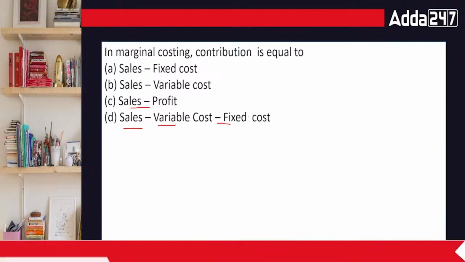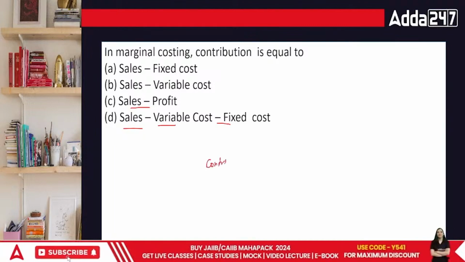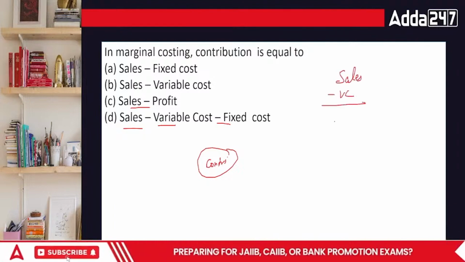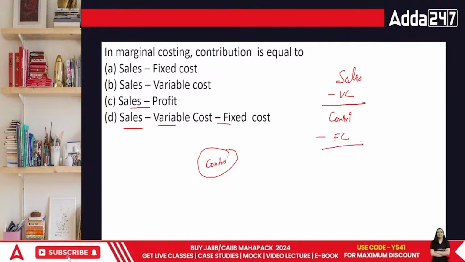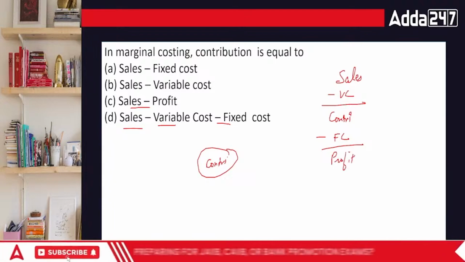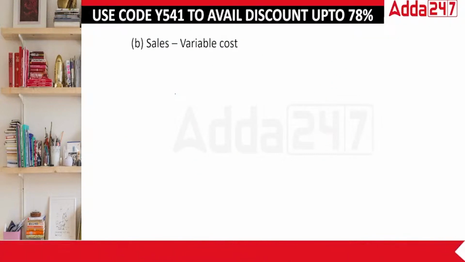In this case, when you're trying to find the answer, marginal costing is equal to the variable cost. The term contribution is based upon only one part. The actual main method is sales minus variable cost is equal to contribution, minus the fixed cost will give us the profit. So your answer should be sales minus variable cost. Done?